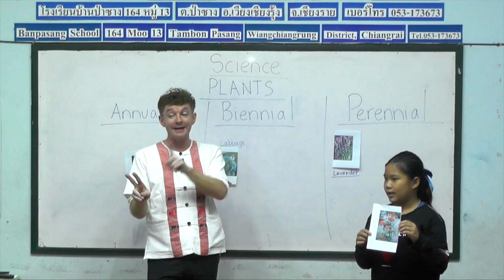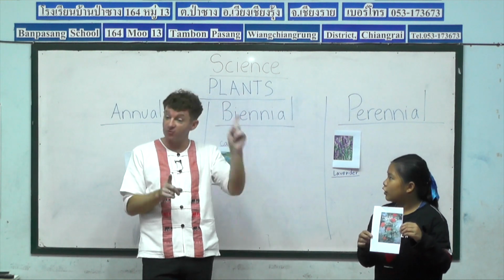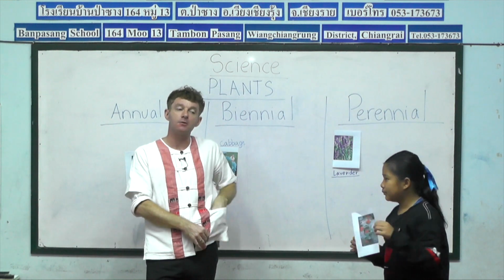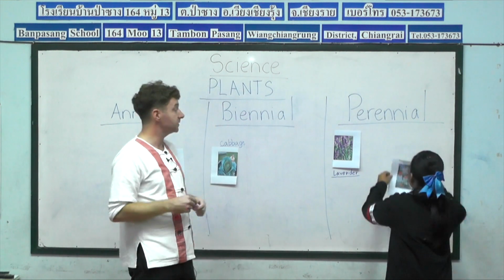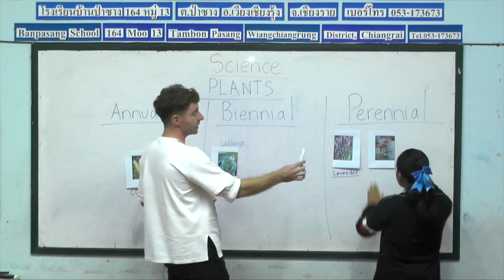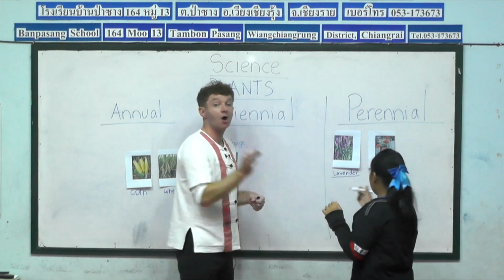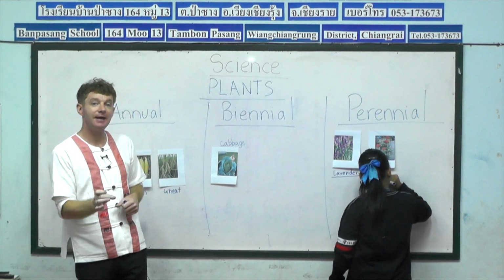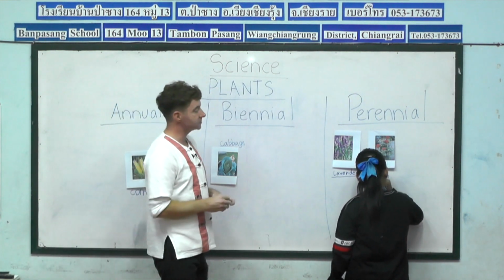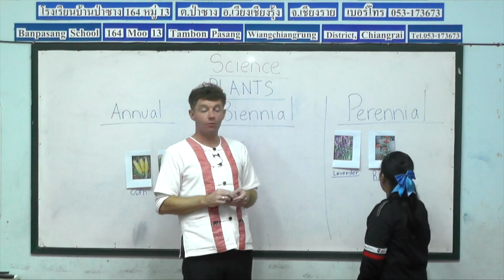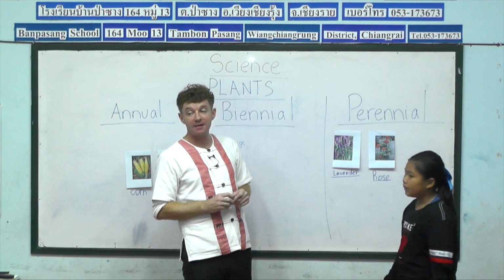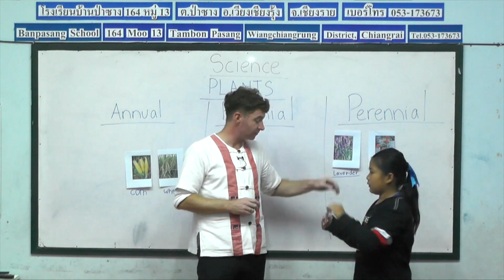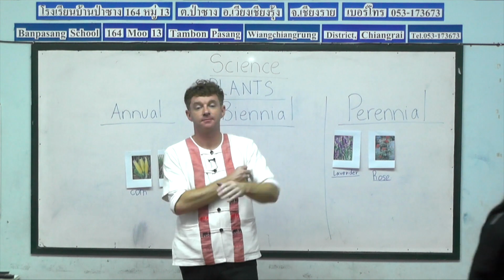Not 2, a little bit more than 2 years. It lives for more than. So what type of plant does that mean, the rose? Perennial, yes. So let's help Lakgau to write the word rose. R-O-S-E. And that means rose plant, perennial plant. Lakgau, that was brilliant. High five and a big round of applause for Lakgau, please, guys.